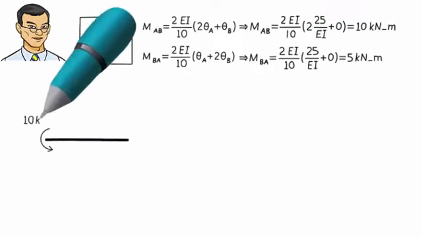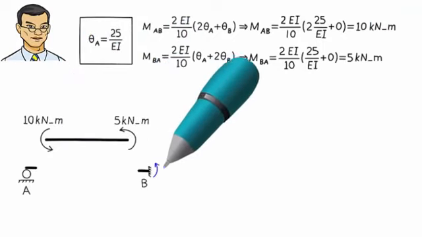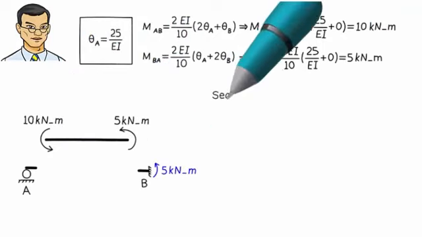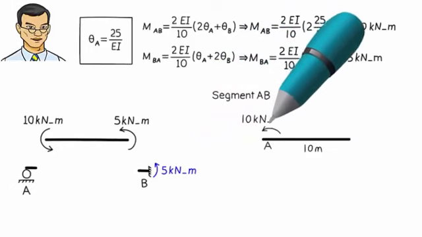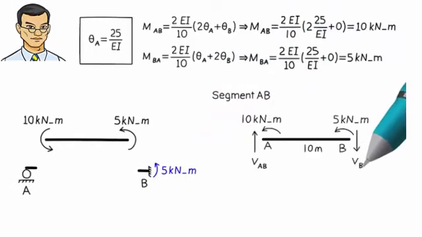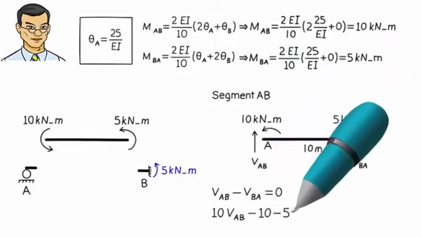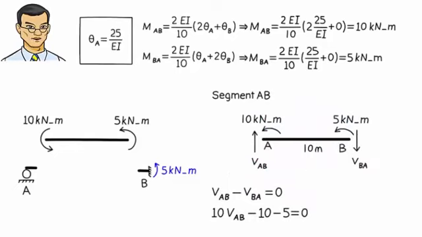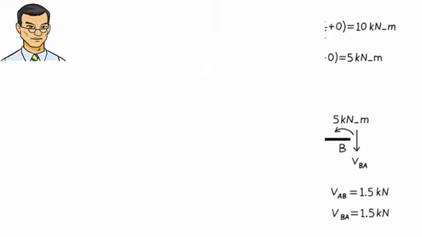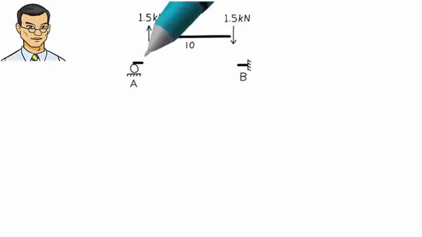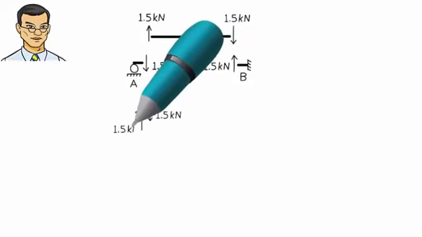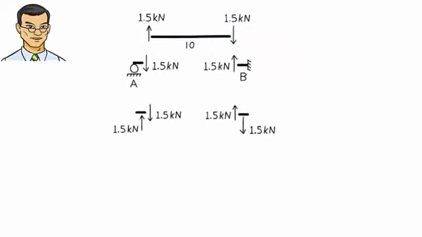Now that we have determined the member end moments, we can easily calculate member end shear forces. Here is the complete free body diagram for segment AB. So we can write. Solving these equilibrium equations for the unknown shear forces, we get. Now transfer these forces to the joints and determine the vertical support reactions. Here is the analysis results.